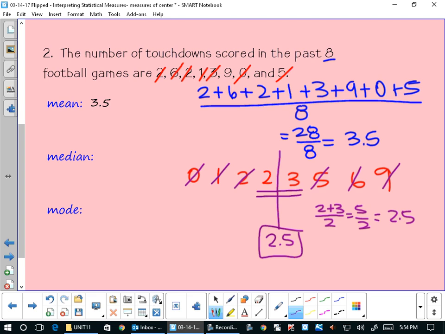So we had to find the median. And in this case, since there was an even number of data values, we had to take the average of the middle 2 data values to get 2.5 touchdowns. And then the one that occurs the most, the mode, the only thing that occurs more than once here is 2. So 2 is our mode.